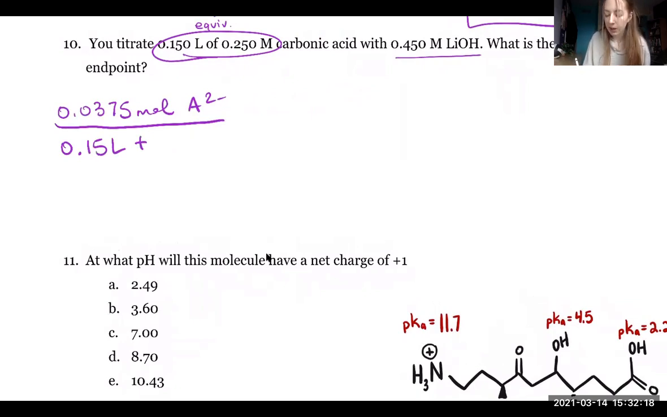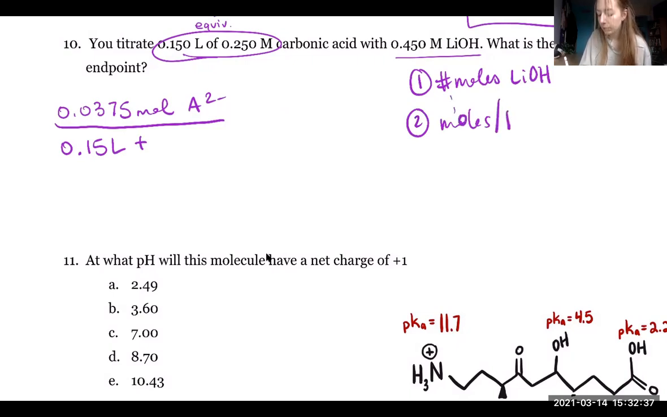So we have to do a couple things. First, we need to find out the number of moles of LiOH we used. And then the second would be to do moles over molarity to find liters. Okay, so the first step, what we do is we look at our number of moles, which is equal to 1 equivalence, right? So 0.0375 is equal to moles in 1 equivalence.